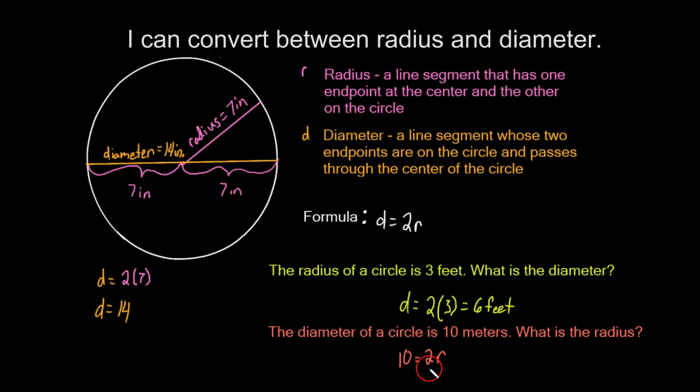Now we just need to solve for r. So we divide by 2, and we divide by 2, and that would give us r. If we were to divide that by 2, those 2's would cancel out. 10 divided by 2 is 5, so r would be equal to 5, and we're talking meters in this problem. So 5 meters would be the answer.